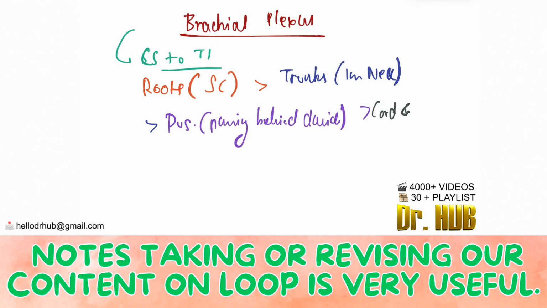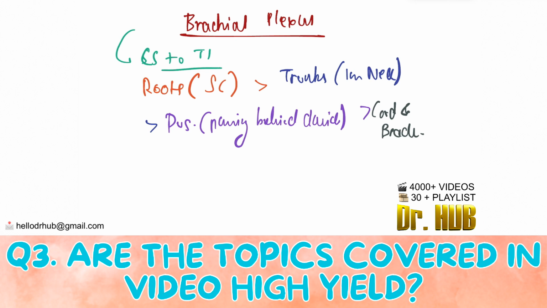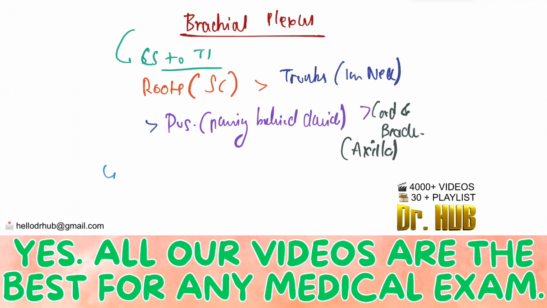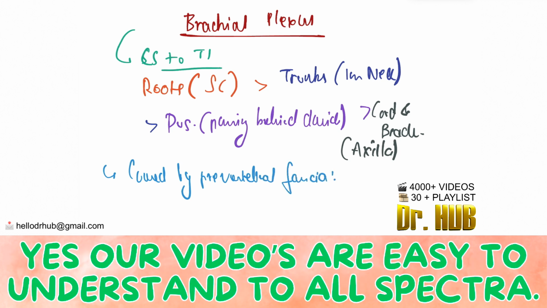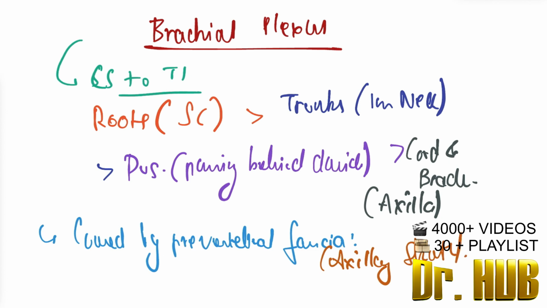The cords and the branches are present in the axilla. They are covered by the prevertebral fascia, and this extension of the prevertebral fascia is called the axillary sheath.